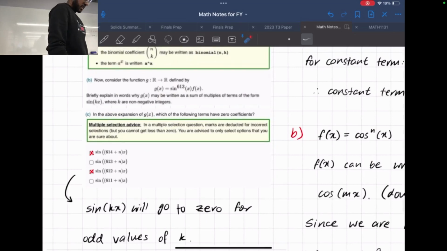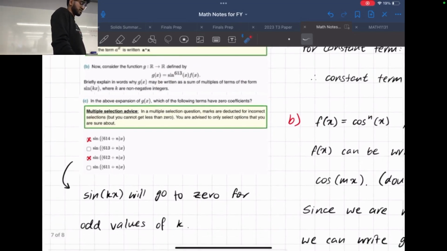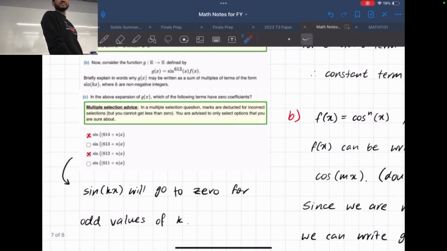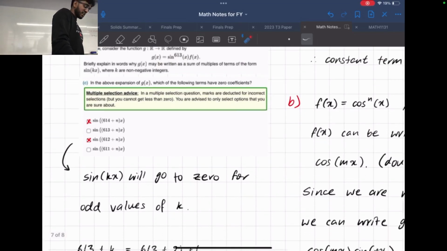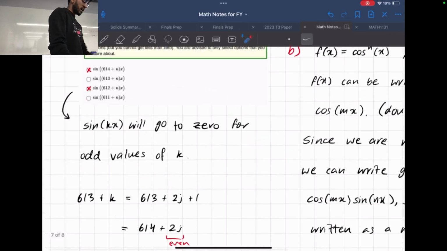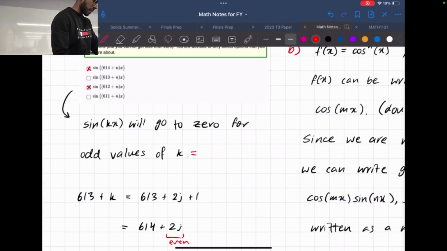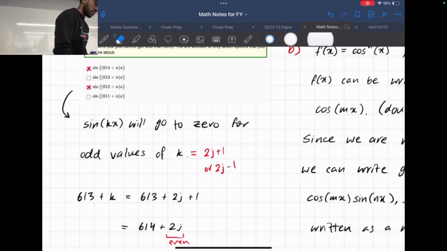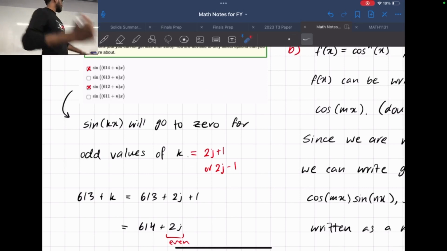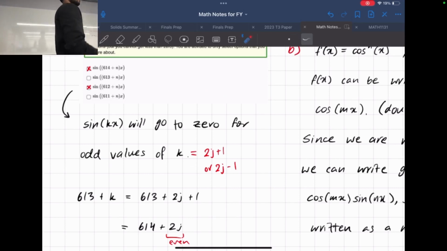Now, part C is a bit cooked. This is the one that we went through. So, sine kx will go to 0 for odd values of k. And if k is odd, we know it's either in the form 2n plus 1, I'll just do 2j plus 1, or 2j minus 1. Why is it 2j plus 1 or 2j minus 1? That's how we define odd numbers, if that makes sense.